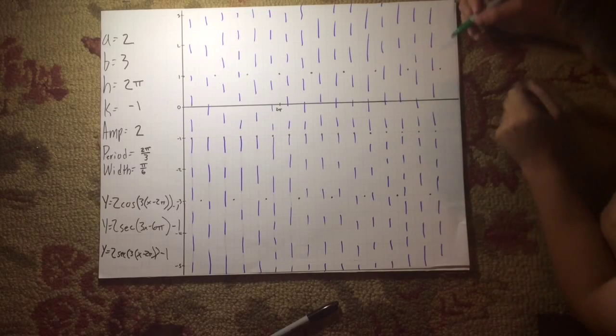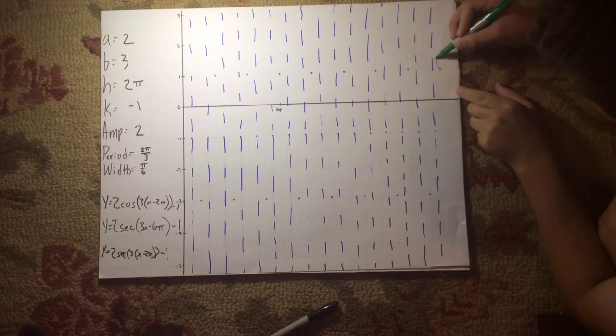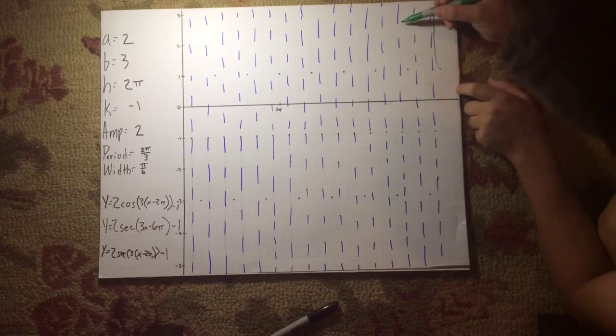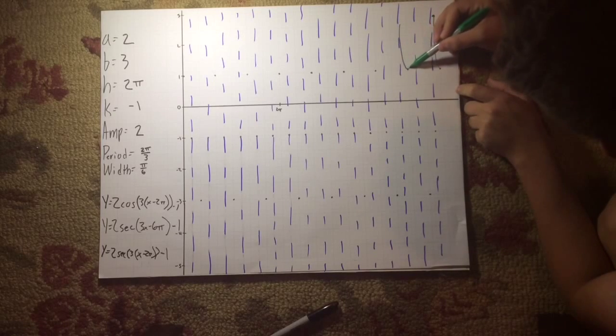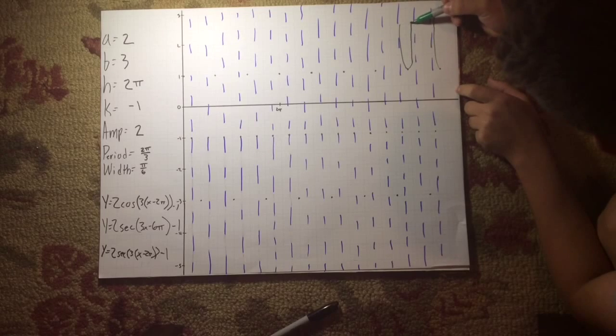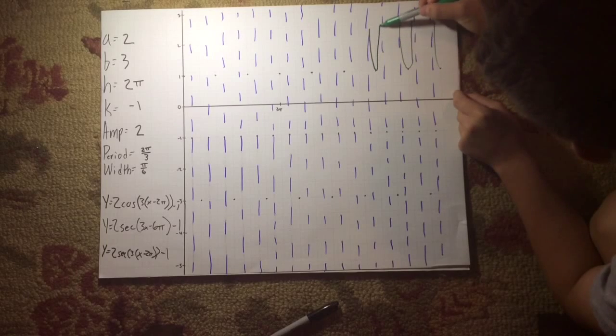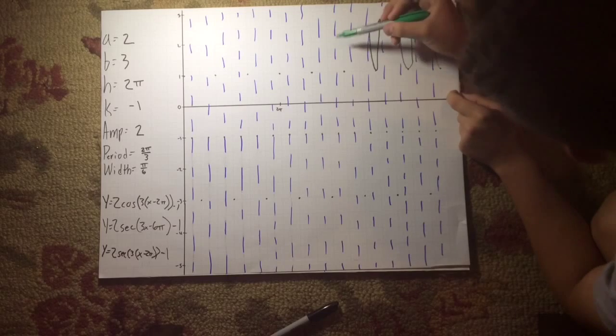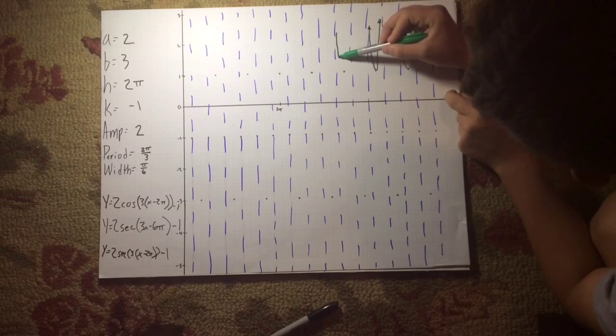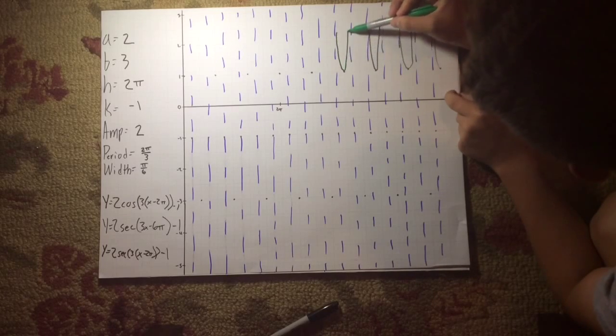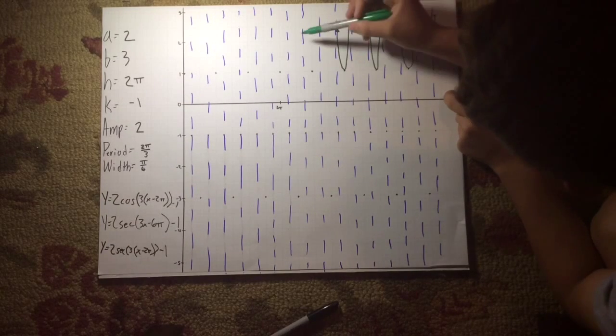Now you start to draw the secant graph. So how you draw a secant graph is you start at the maximum or minimum values of the cosine graph, and you draw a U shape for the top, going in an infinite direction upward, getting infinitely closer to the asymptotes.